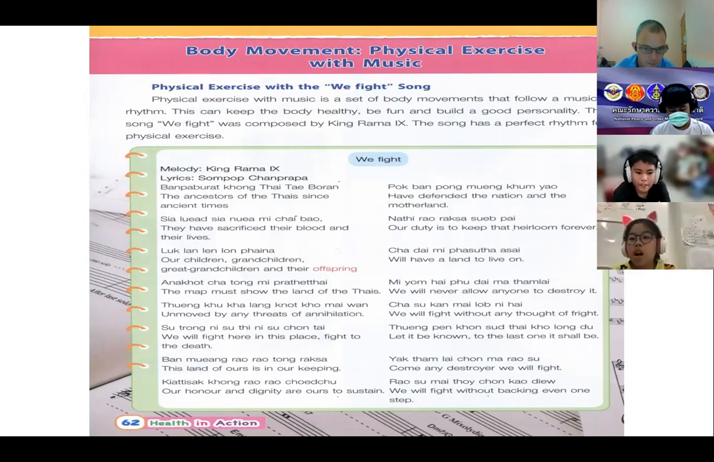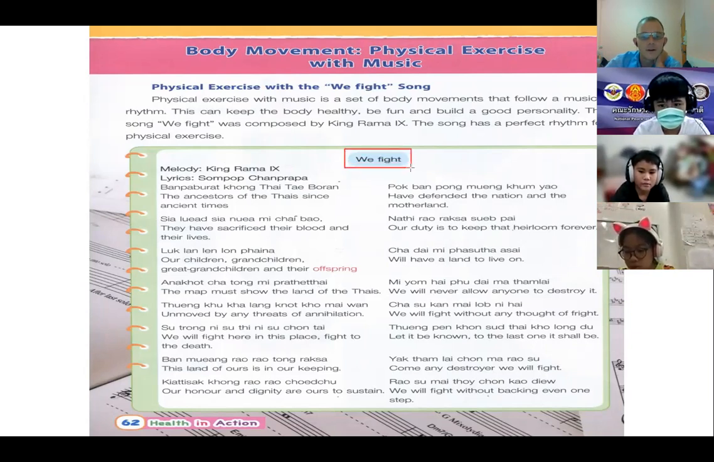I think everyone in my classroom doesn't know. You don't know? Yes, I don't know. What? Do you know the song We Fight? Teacher, can you share the song? I know only Fight Back. Okay.